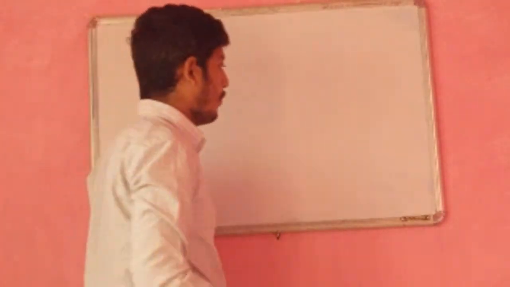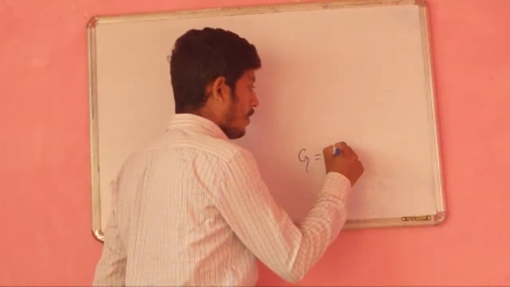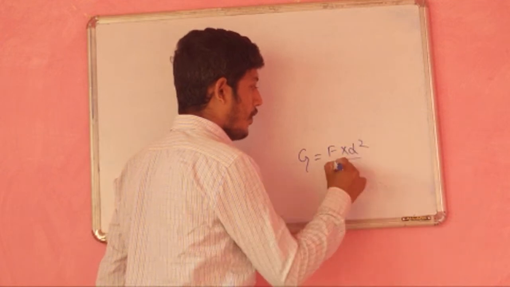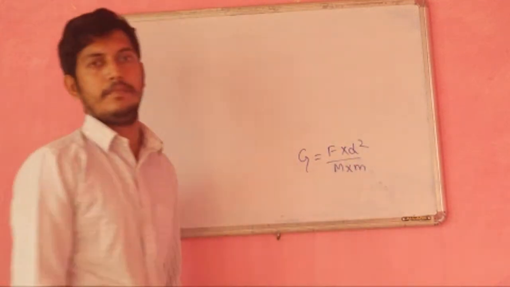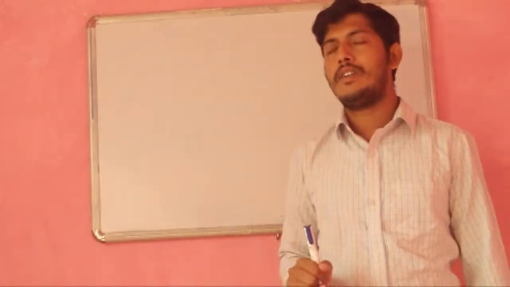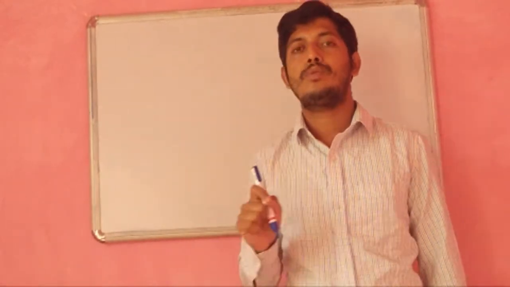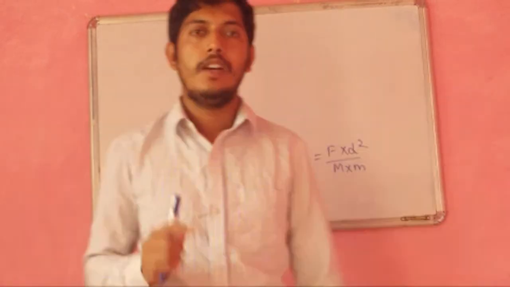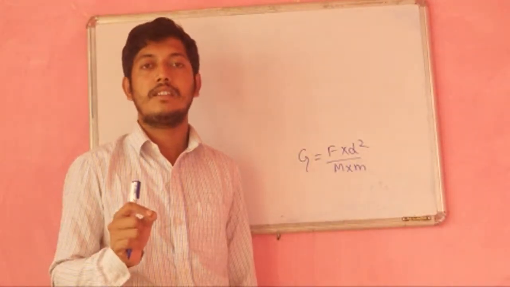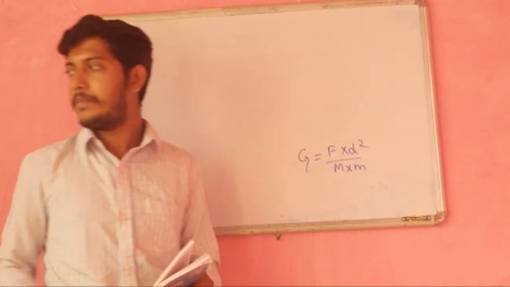So just now we found the expression for capital G, and the expression for capital G is F into d square divided by m into m. This is the expression for gravitational constant. Now, by using the statement of universal law of gravitation and Newton's second law of motion, we have to derive the expression for small g, which is known as acceleration due to gravity.